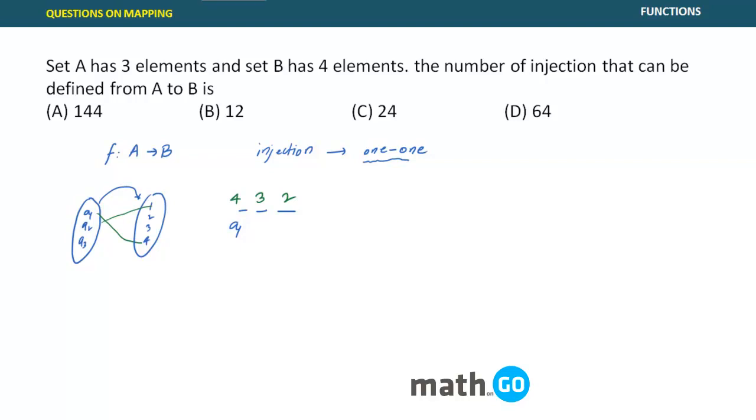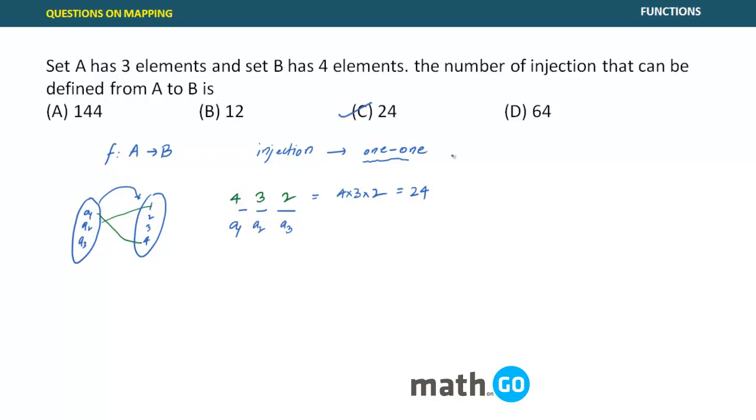This is how you have to do it. This is a very basic question. Don't worry about this, because we have actually done this earlier also. So the answer to this problem will be 4 into 3 into 2. And the net answer would become 24, which is our C option here.